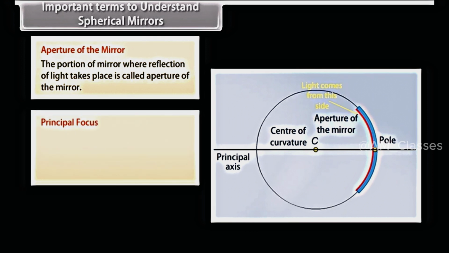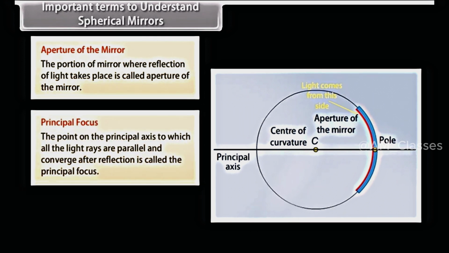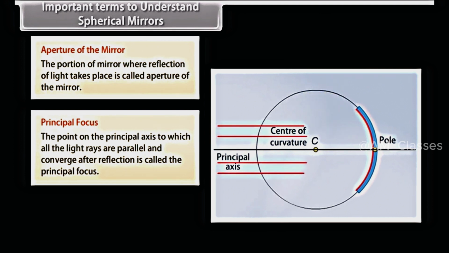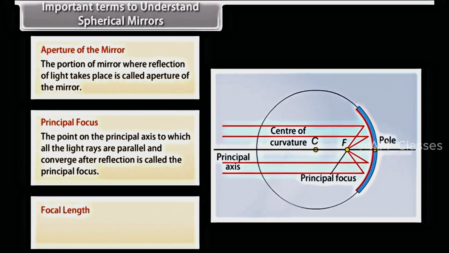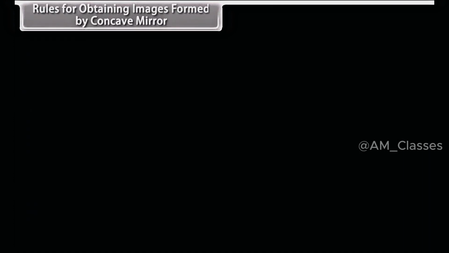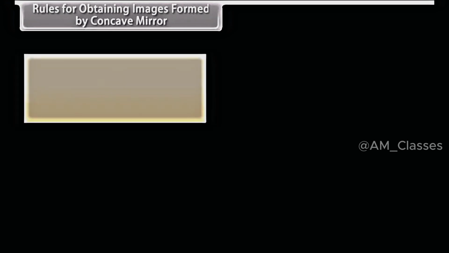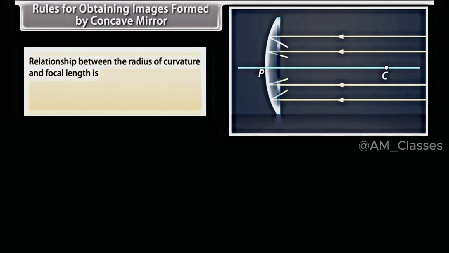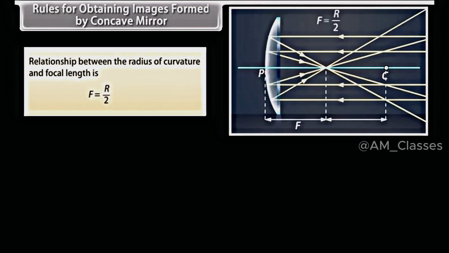Principal focus: the point on the principal axis to which all the light rays parallel to the axis converge after reflection is called the principal focus. Focal length: it is the distance between the pole and the principal focus. Rules for obtaining images formed by concave mirrors. Relationship between the radius of curvature and focal length is F is equal to R upon 2.